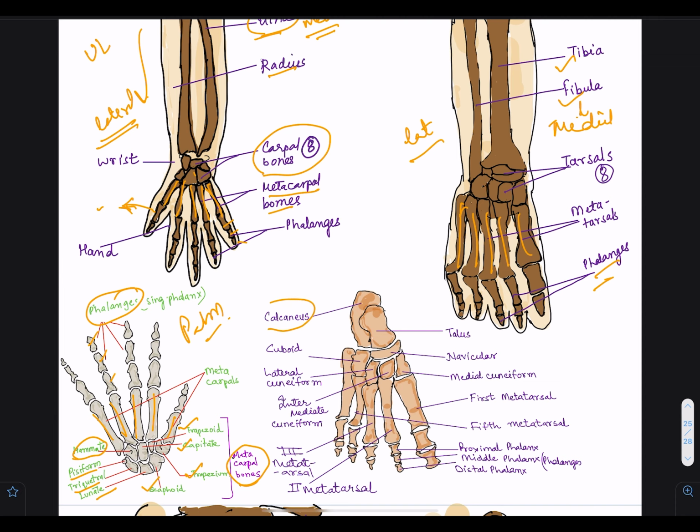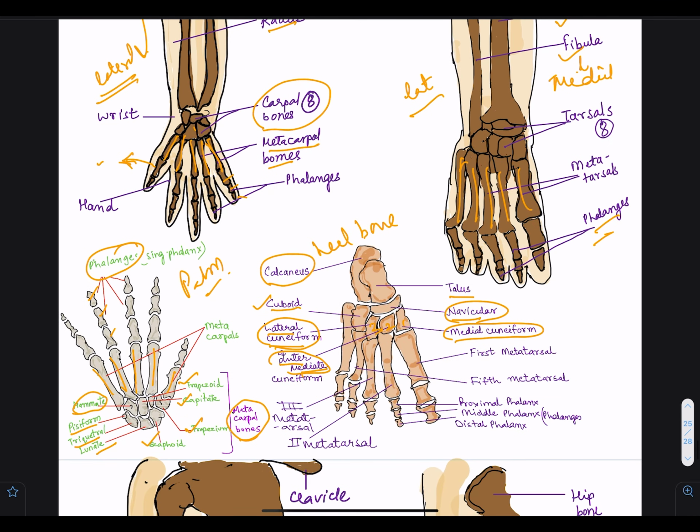In the sole, we have the calcaneus. This is the heel bone. Then we have the talus, navicular. We have 3 cuneiforms, 1, 2, and 3: lateral cuneiform, intermediate cuneiform, and medial cuneiform. We have a cuboid and a navicular. The first metatarsal is our greater toe. The greater toe bone is known as the first metatarsal. Then the 5th metatarsal will be the little toe. Then we have the phalanges.